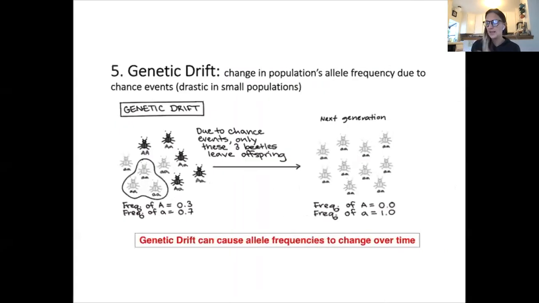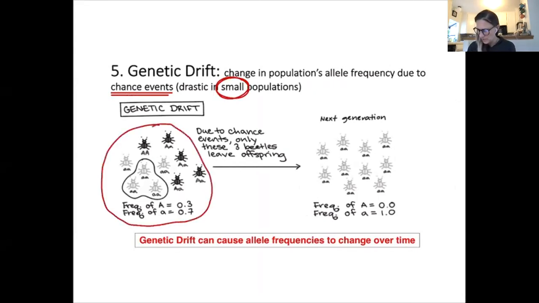And the last one is called genetic drift. This is a change in a population's allele frequency due to chance events, all right? And this is very drastic in small populations, right? So let's look at our little beetles. Here we have our little population of beetles with our allele frequencies.